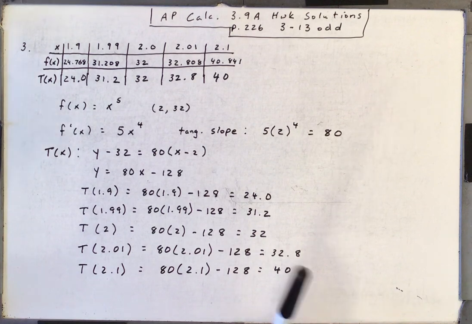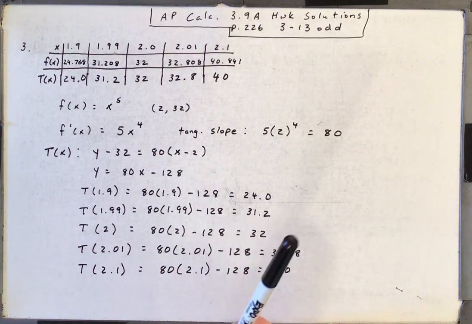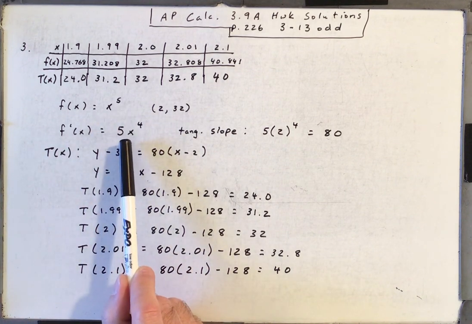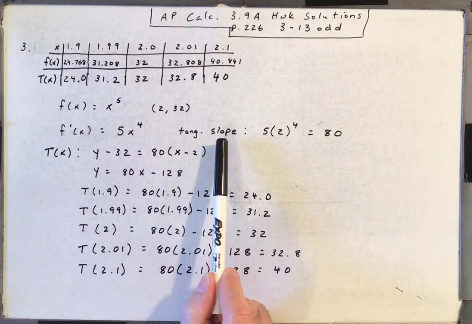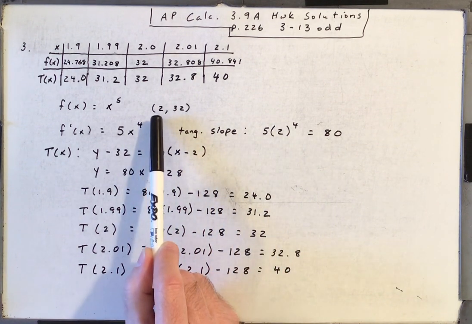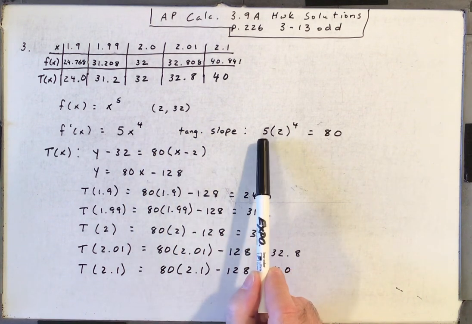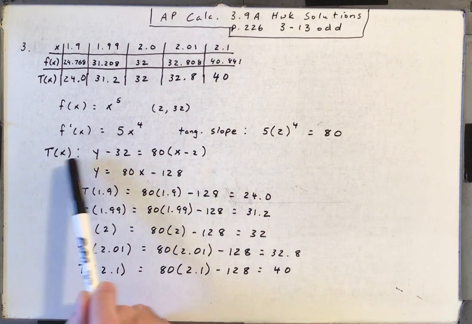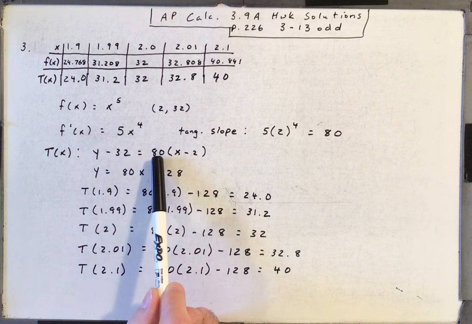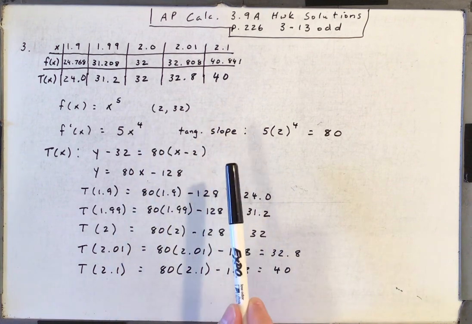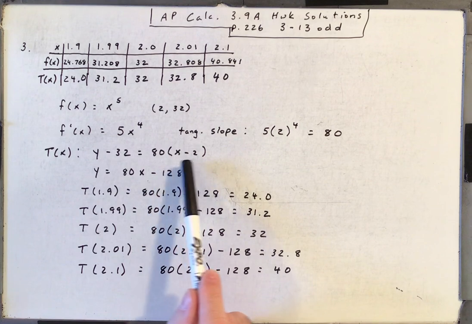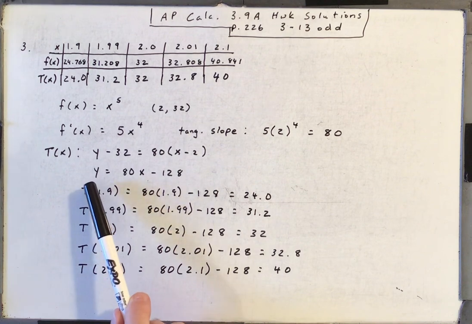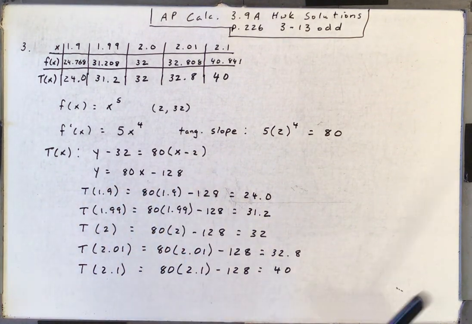Then to get our tangent line equation, which we want to compare to our f of x, we take the derivative of x to the fifth, which is 5x to the fourth, and then you get the tangent slope by plugging in 2 for x, because our x value here is 2. So 5 times 2 to the fourth, that's 5 times 16 is 80, so that's our slope. So our tangent line equation is y minus 32 is equal to 80 times x minus 2. If I take that 32 and put it over to the right side, and then distribute 80 across x minus 2, I would have y is equal to 80x minus 128.